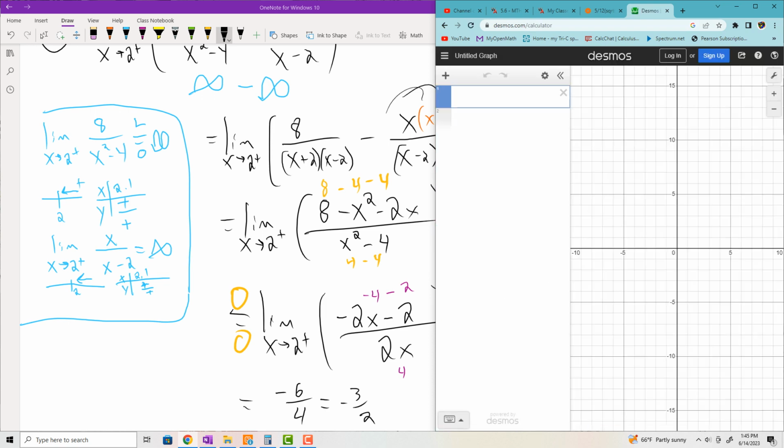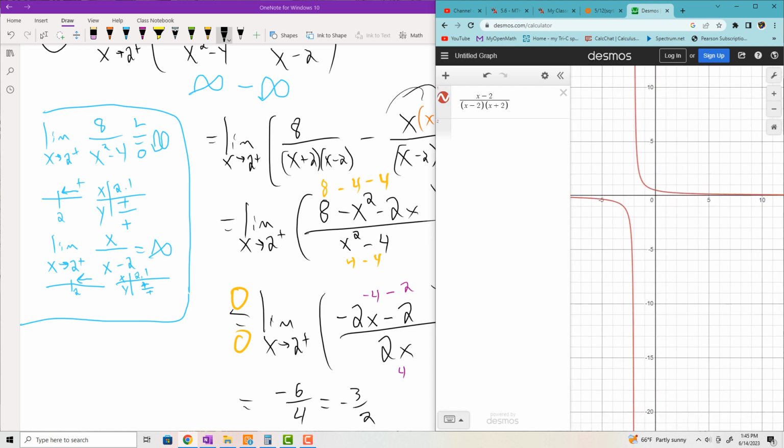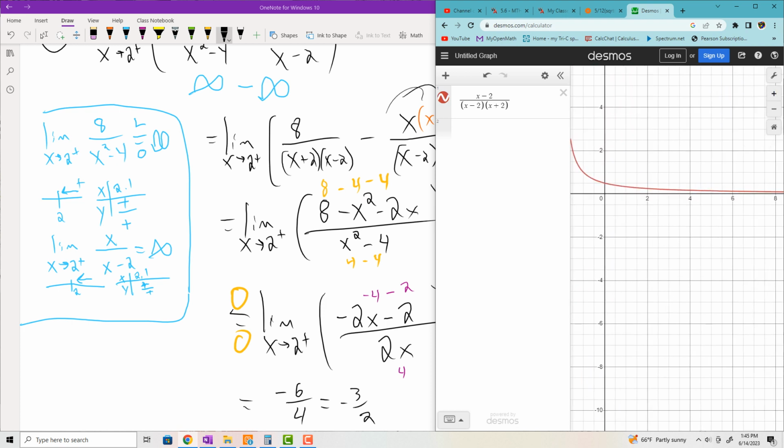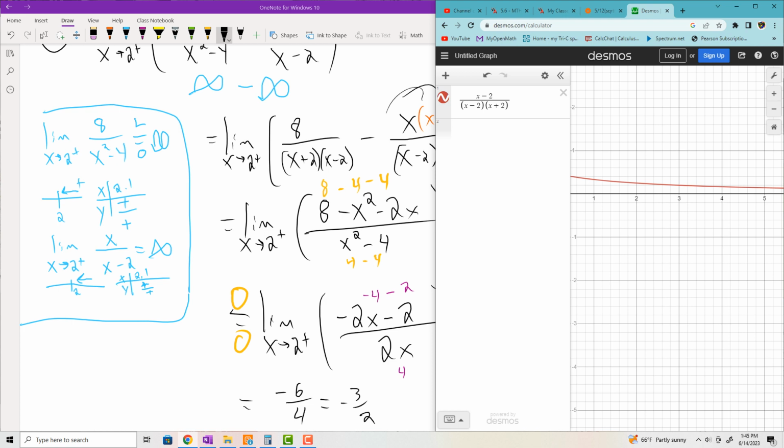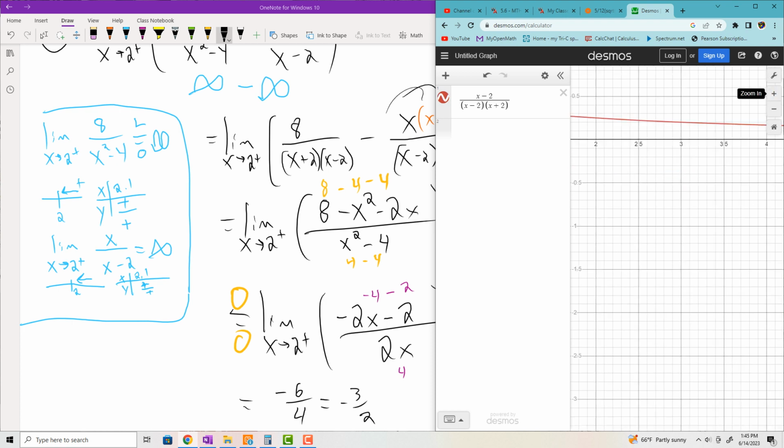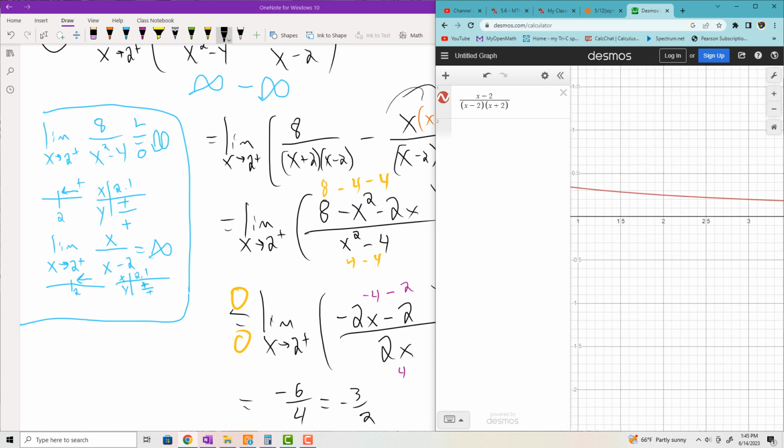So, for instance, the fraction x minus 2 all over x minus 2 times x plus 2, right? There should be a discontinuity at 2. And if you look on the graph, there's no hole. This thing did not pick up that hole. Maybe if you zoom in, I don't know. I don't see it. Where is it? You would not know that was there. So what I'm trying to tell you is that graphs lie.